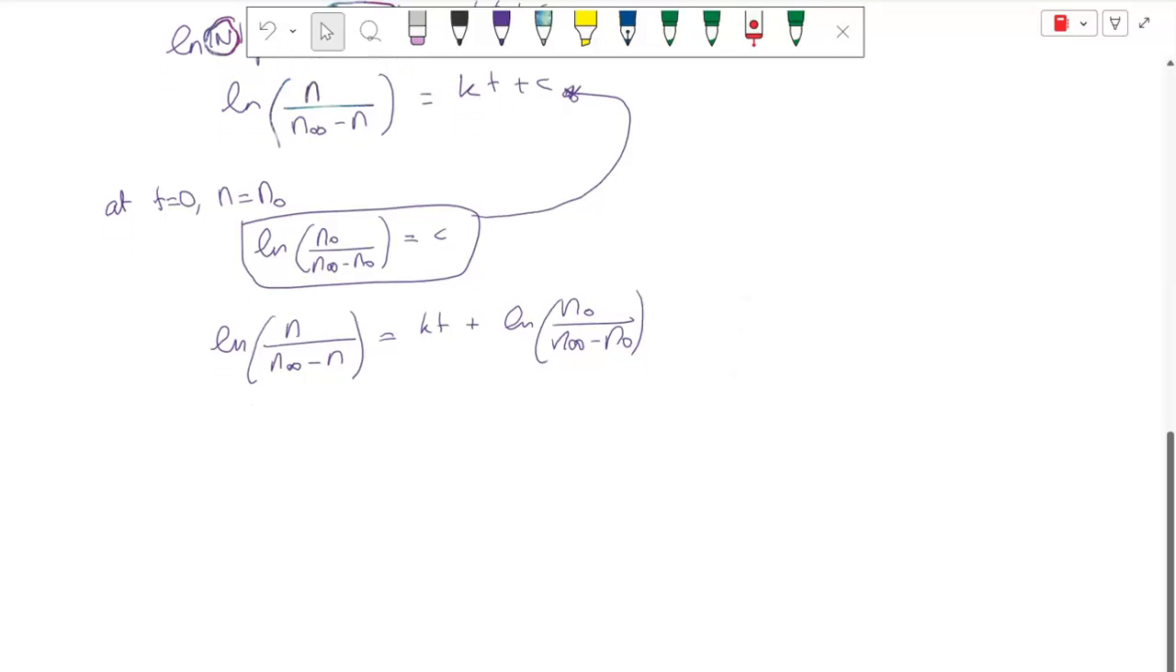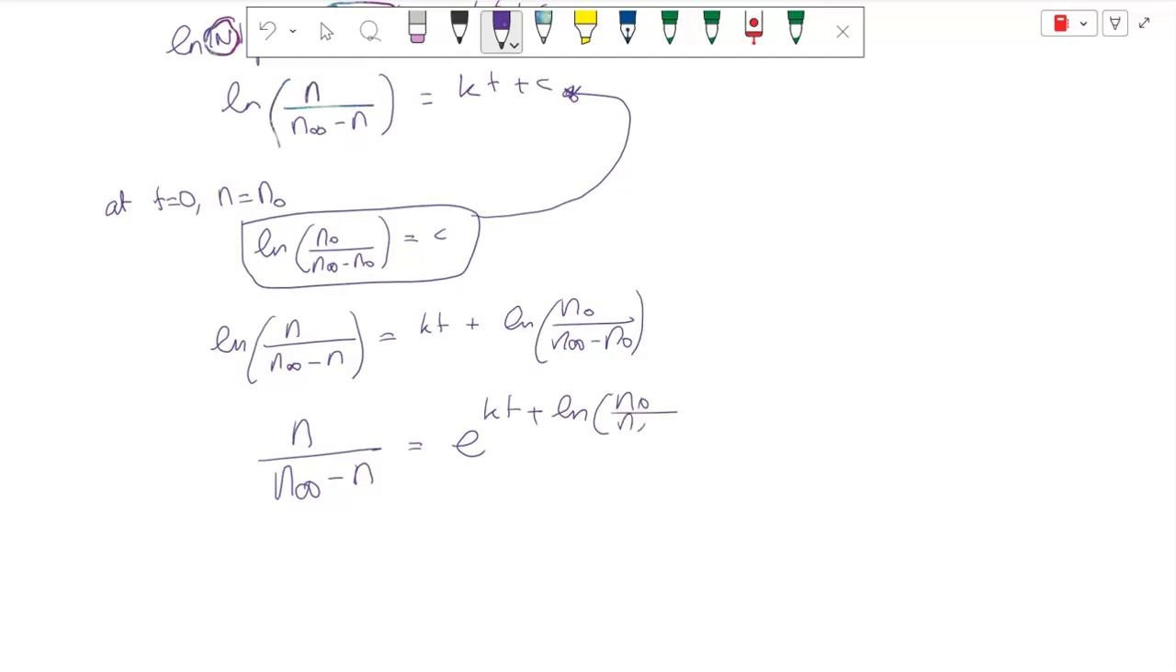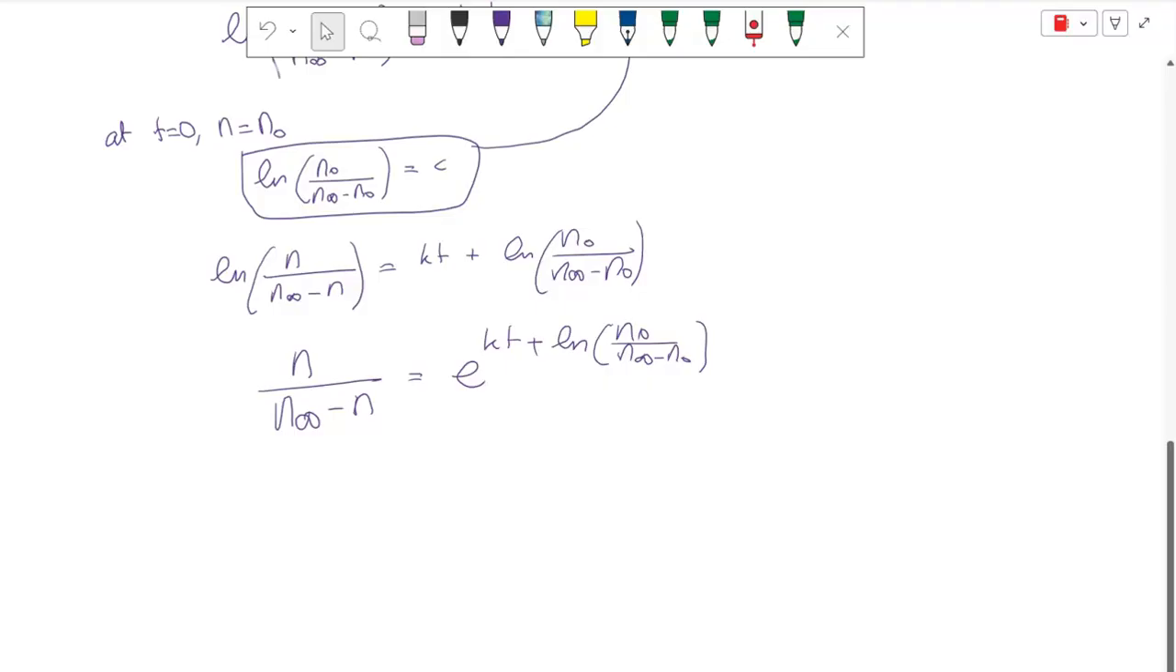The next thing that I'm going to do is e to the power of both sides. So we have N over N infinity minus N is equal to e to the kt plus the natural log of this. Now we're just into some algebra. This can be split up as follows.